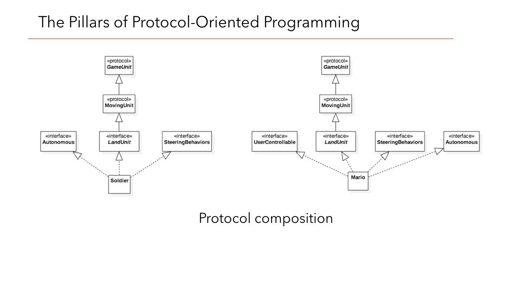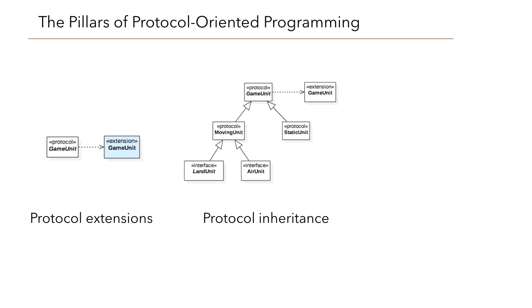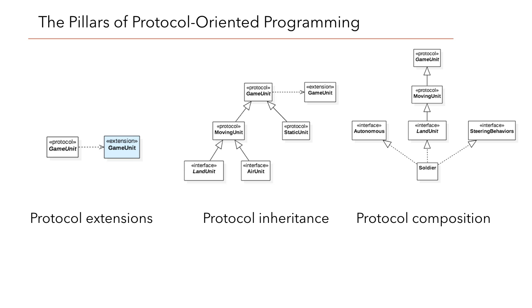Protocol composition is a powerful feature which stands at the core of protocol-oriented programming. Breaking our requirements into different protocols produces a cleaner design where responsibilities are well defined and we can avoid the proliferation of bloated, monolithic types. To recap, protocol extensions, protocol inheritance, and protocol composition are the essential concepts behind protocol-oriented programming. I'm going to explain each of these concepts in this series on protocol-oriented programming in Swift.